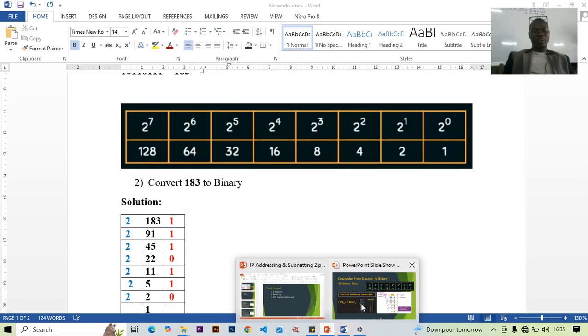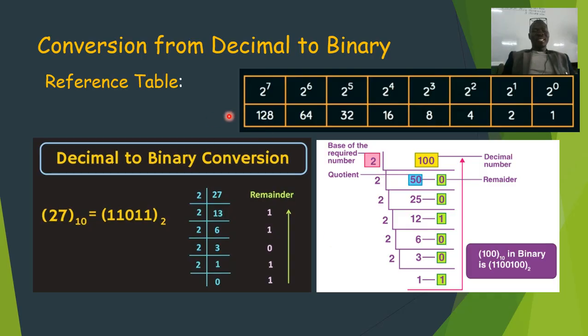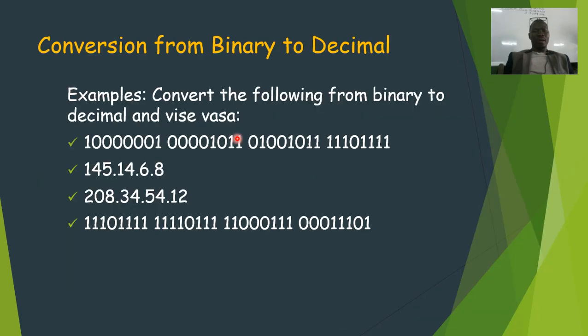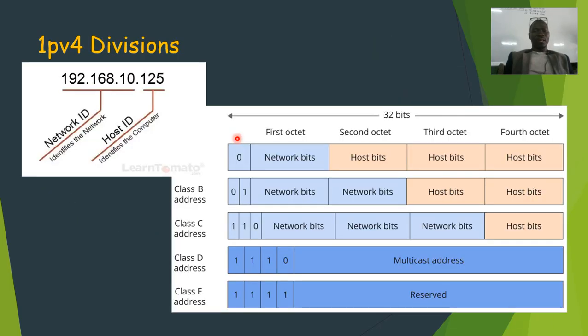Okay, let's go back to our document. So we have seen how we can convert decimal to binary and from binary to decimal. Now let's continue. This is done. Let's look at IPv4 divisions. So basically, an IPv4 network like this is divided into two. It's divided into what we call the network portion or the network ID, and then we also have the other part which we're calling the host ID.